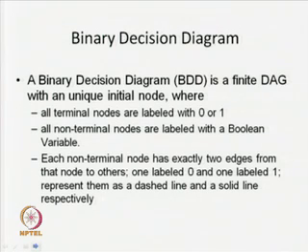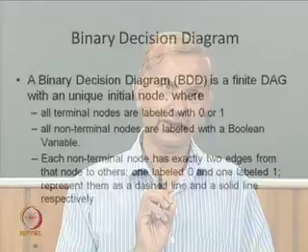So, if we have a Boolean expression, we have variables in that expression, and the non-terminal nodes will be labeled by these Boolean variables. Each non-terminal node has two outgoing edges: one represented by a dashed line, which indicates that the valuation of that variable is 0, and another given by a solid line, which says that the valuation of this variable is 1. So, this is the definition of a binary decision diagram, and we can construct a BDD of any Boolean expression.